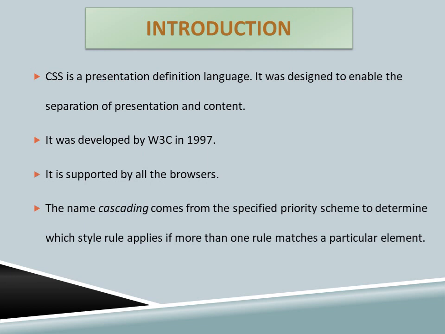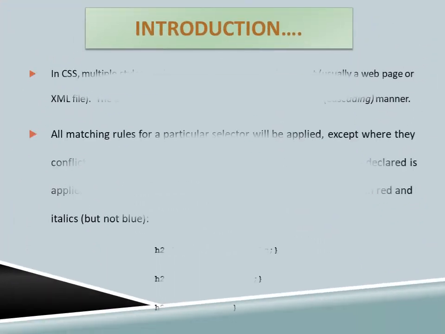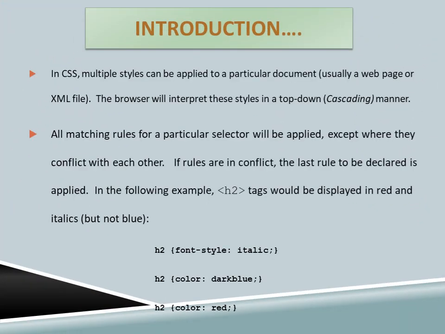Now next comes, what do you mean by cascading? Why is the name cascading style sheets? It comes from the specified priority scheme to determine which style rules apply if more than one rule matches a particular element. In CSS, we can give multiple styles to a particular document. In that case, the browser interprets these styles in a top-down manner. For example, we may apply multiple or conflicting styles that occur in a web page.